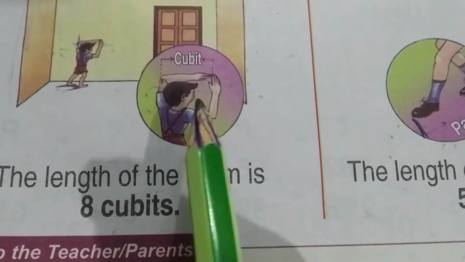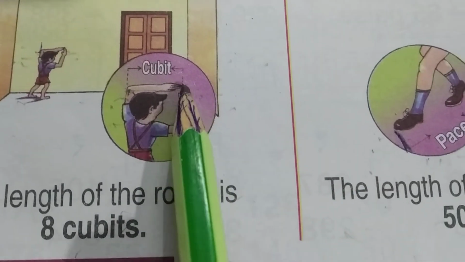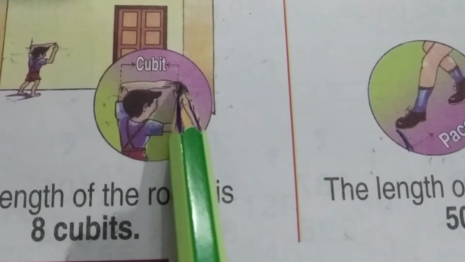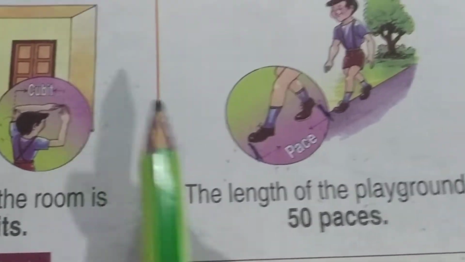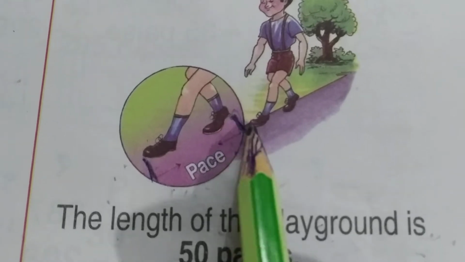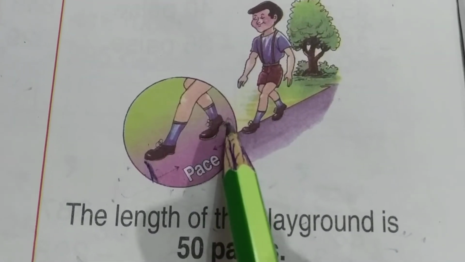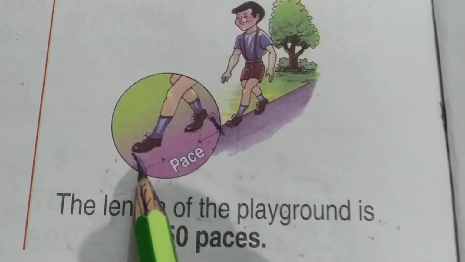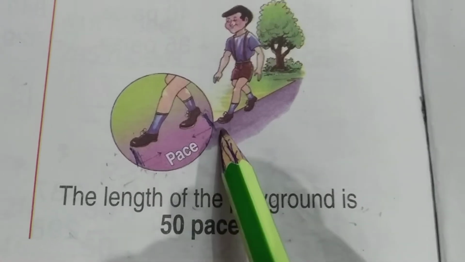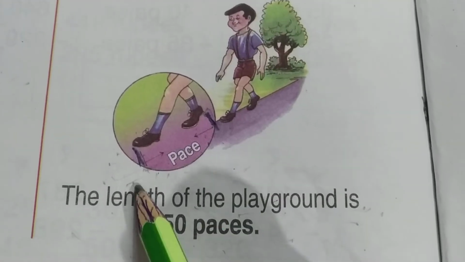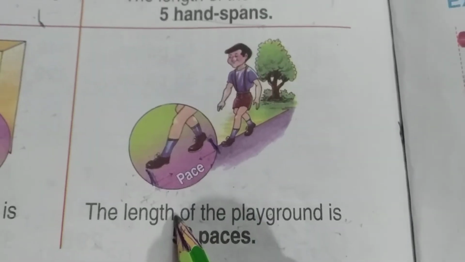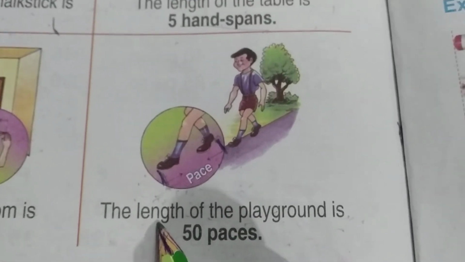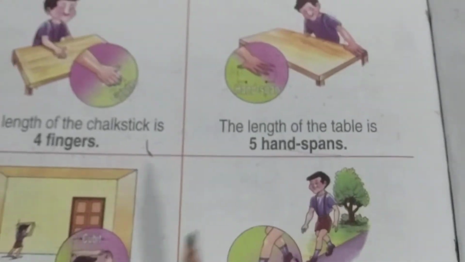And this is cubit. In the cubit, the distance from this middle finger to this elbow is used to measure the length. And pace, in the pace, the distance between these two feet, from this to this, is used to measure the length, and it is called one pace. This distance is called one pace, or pace means one कदम. एक कदम हम जो आगे बढ़ाते हैं, that is called pace.